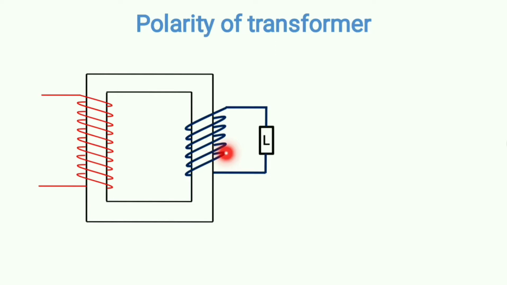Suppose this primary winding is the high voltage side winding. As you can see here, the number of turns is more than the number of turns in the secondary winding. So the secondary winding side is the low voltage side. And one more thing to be observed: as the secondary side is the low voltage side, the current will be higher at the secondary side. That means the secondary winding is thicker compared to the primary winding.